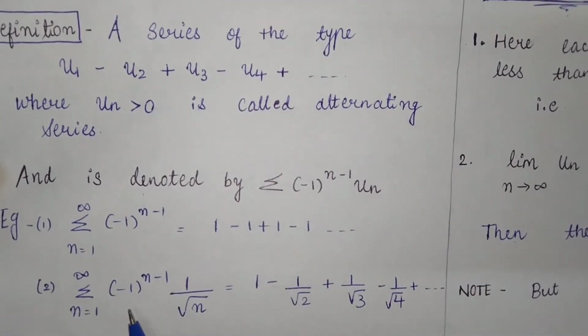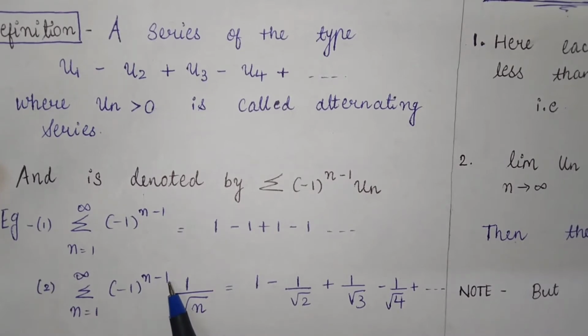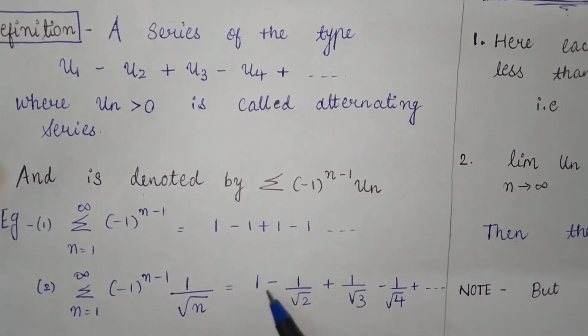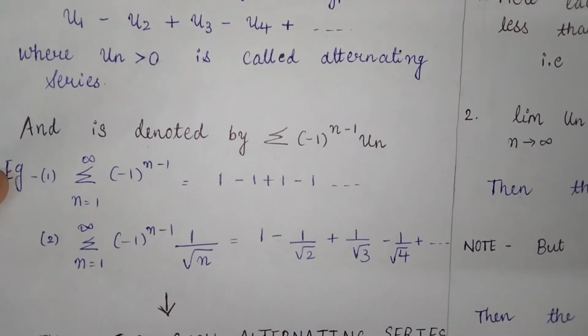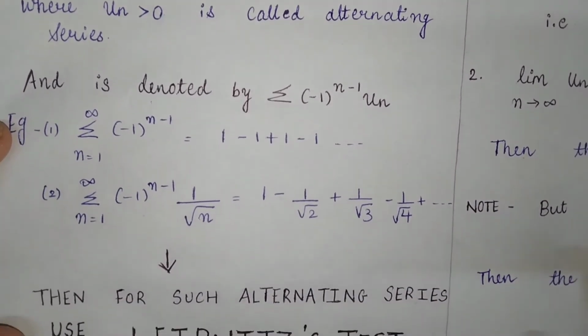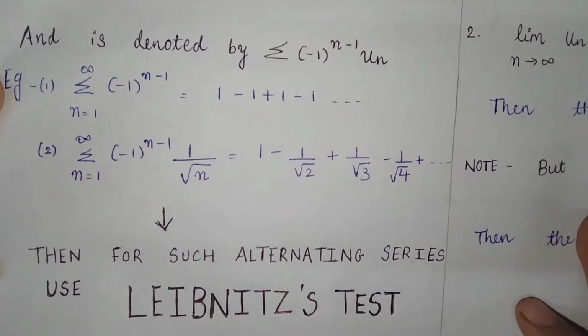Example 2. If the series is in the form of minus 1 raised to n minus 1 into 1 by under root n, that means it is 1 minus 1 by under root 2 plus 1 by under root 3 minus 1 by under root 4 and so on. Means one positive term, one negative term, one positive. Such type of series are called alternating series, and for such alternating series we use this Leibniz test.